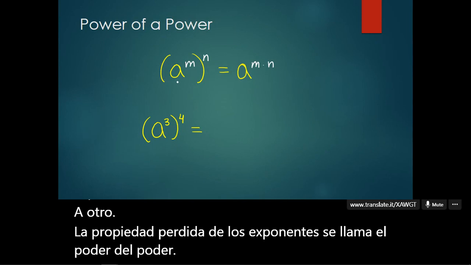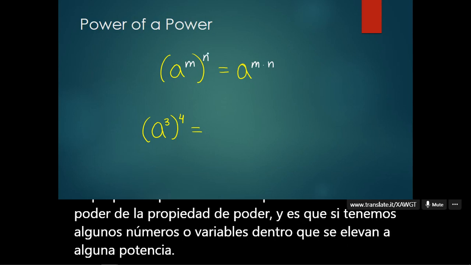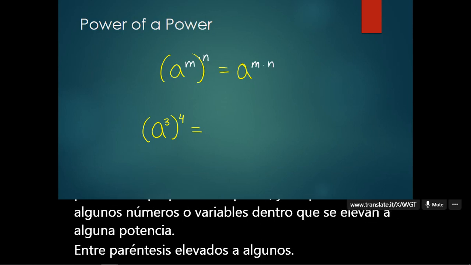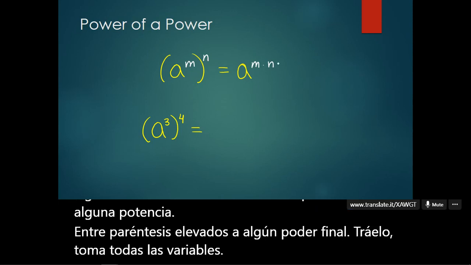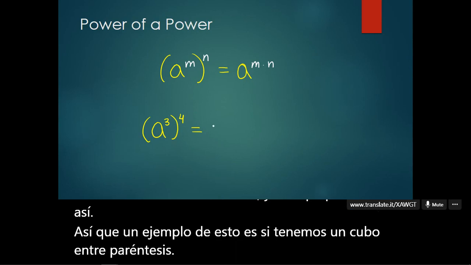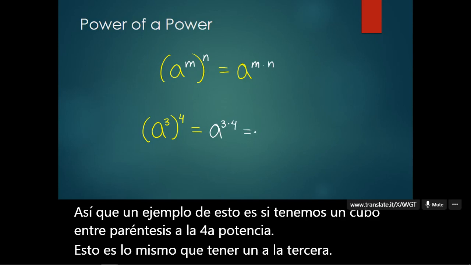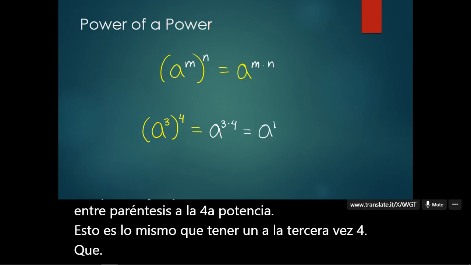The last property of exponents is called the power of a power property. And that is if we have some numbers or variables inside being raised to some m power, in parentheses, raised to some n power. We're going to take the variables m and n and multiply them with one another, like this. So an example of this is if we have a cubed in parentheses to the fourth power. This is the same as having a to the third times 4, which is going to be a to the 12.